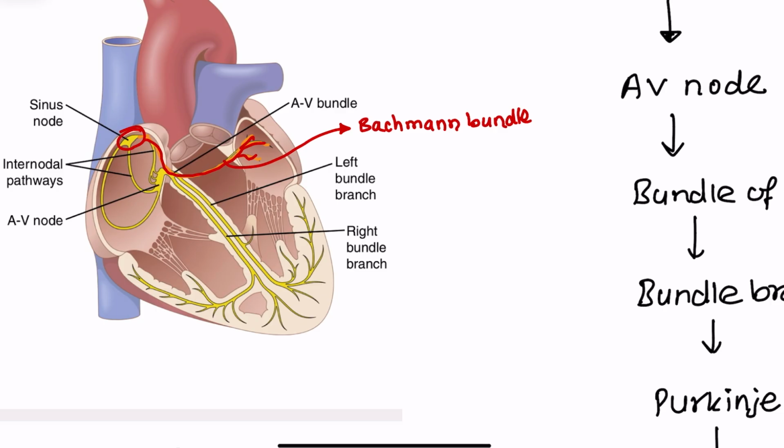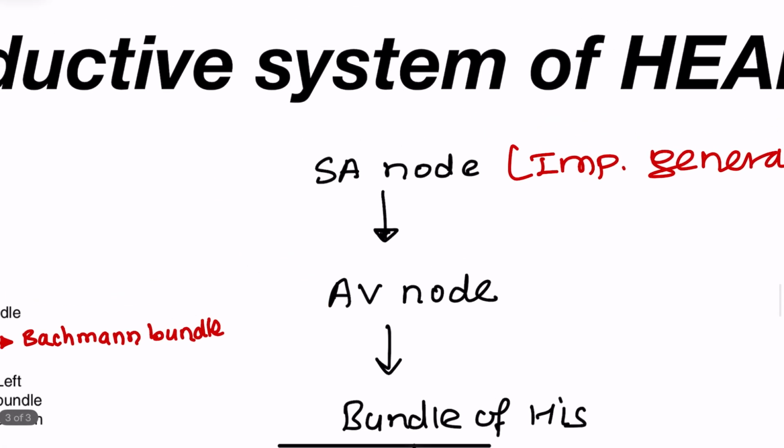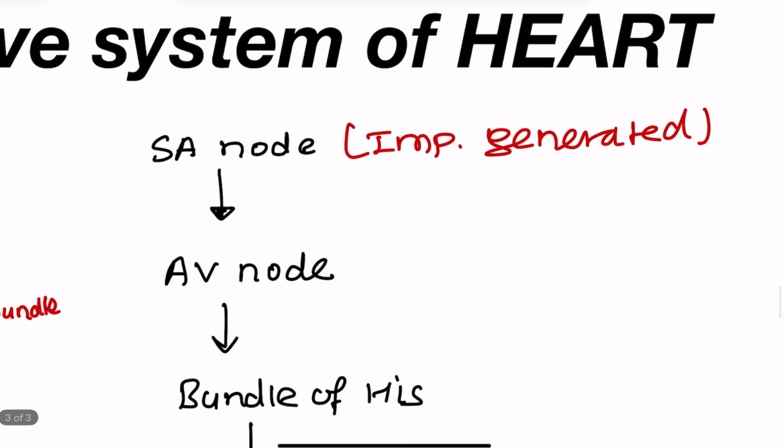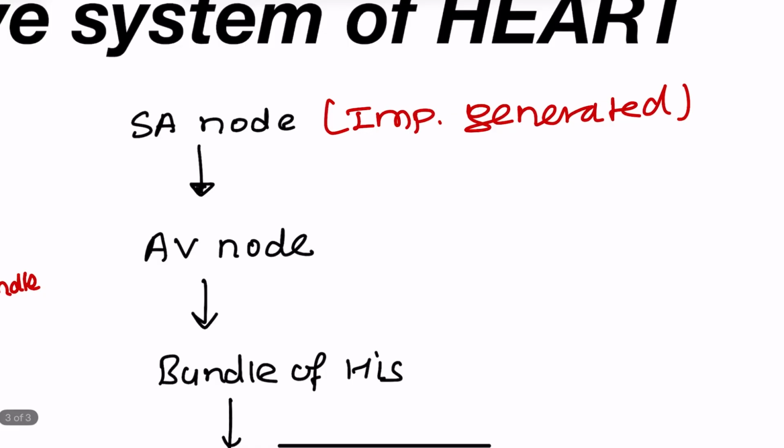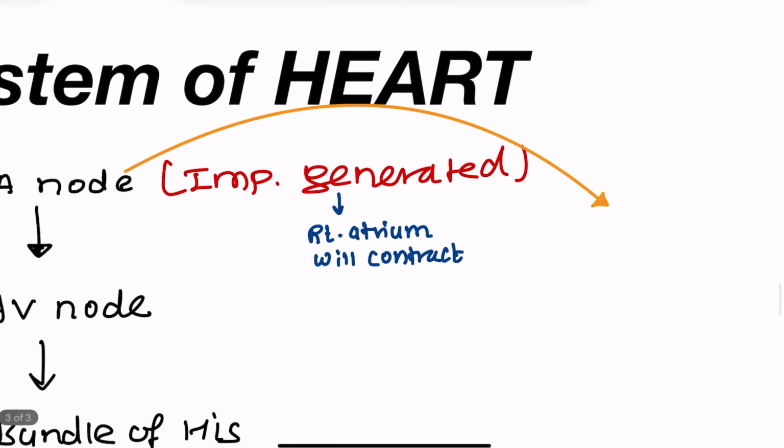It will not directly jump to the AV node. There is a conduction pathway in between. We will understand this conduction pathway. Let's fill the gap between this SA node and the AV node. As soon as the impulse is generated in the SA node, the right atrium will contract. Similarly, another conductive pathway is the Bachmann bundle.